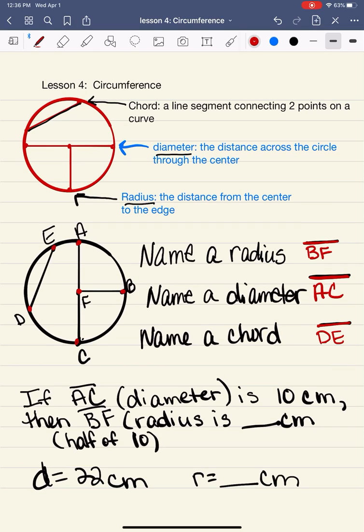Underneath, I'm reading, if line segment AC, which is the diameter here, is 10 centimeters, then BF, or the radius, is half of 10, which would be 5. And remember, using your calculator, if it's problems that you can't do mental math, taking half of something, you can divide by 2. Another example, if the diameter had been 22 centimeters, what would the radius be? It would be half of that, which is 11.